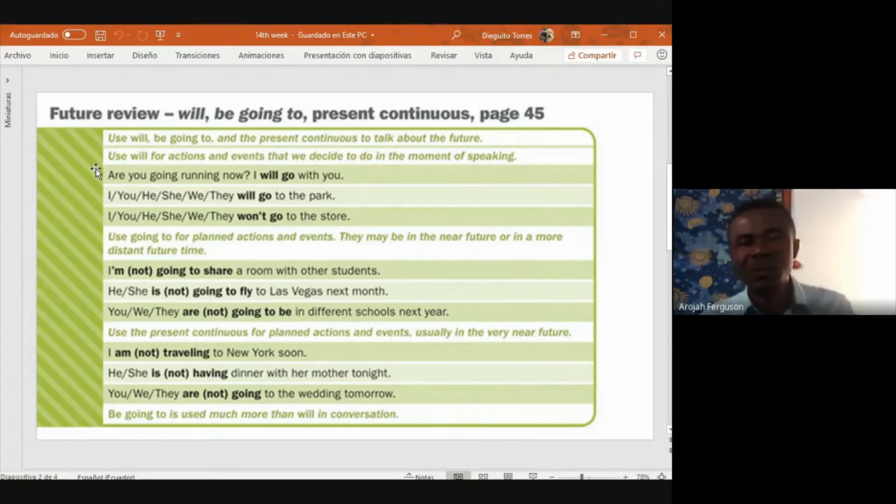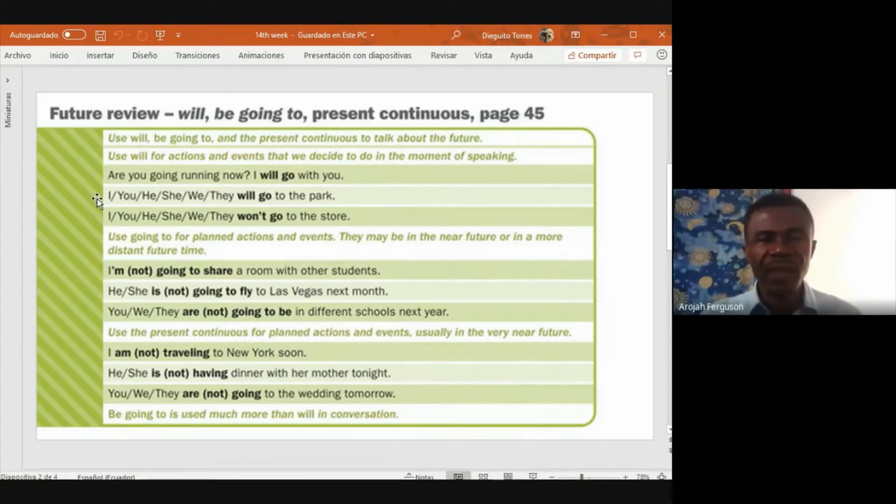In the book, we have, are you going running now? I will go with you. It's in the future, but it's very soon. The near future, not very far, very near future. Don't forget we have would, but this one is will. So will is in the future, but it's very near.